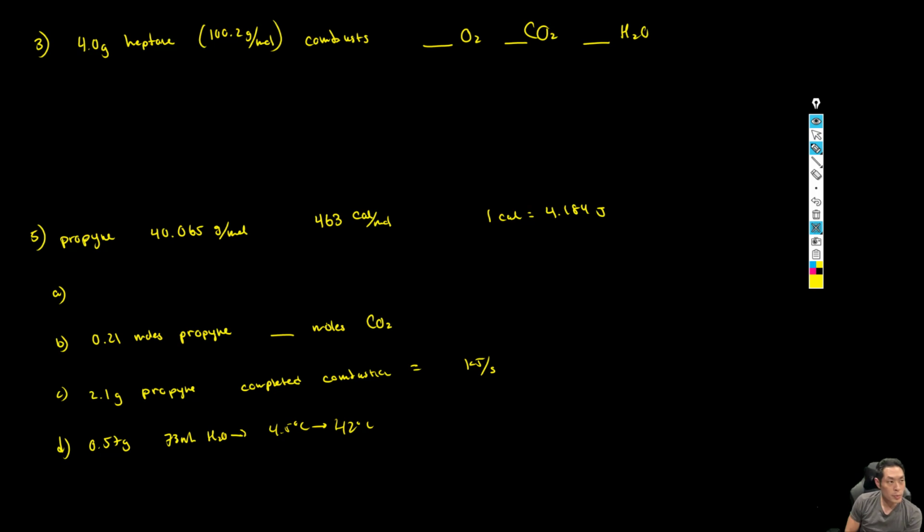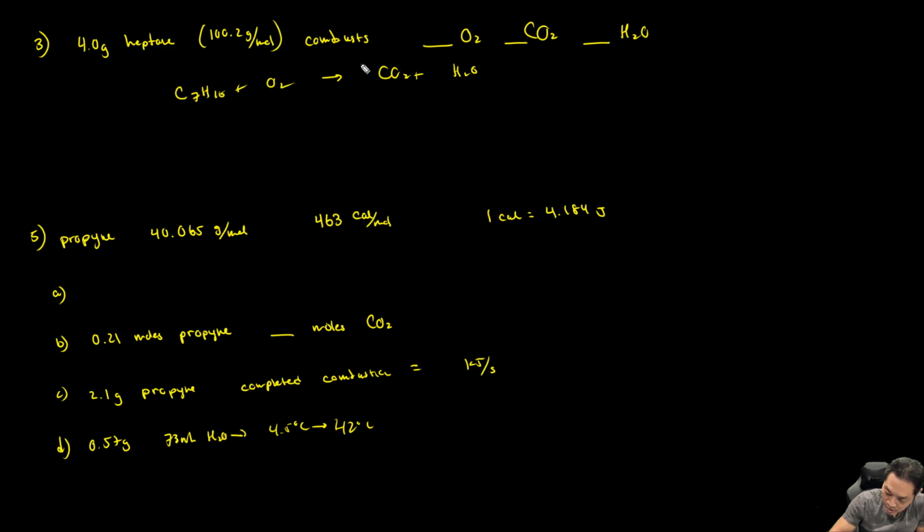For number 3, we have 4 grams of heptane, which is 102 grams per mole. And we want to figure out the rest, and this is a combustion. So we have C7H, 2 times 7 is 14, plus 2 is 16, plus O2 would then give us carbon dioxide and H2O. Balanced equations. So we have 7 times, 16 divided by 2 is 8. And then 7 times 2 is 14 plus 8, 22, 11. So here's my balanced equation.